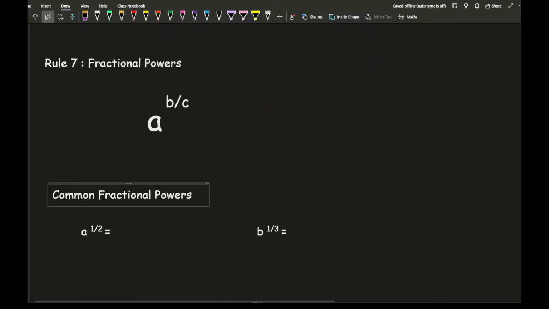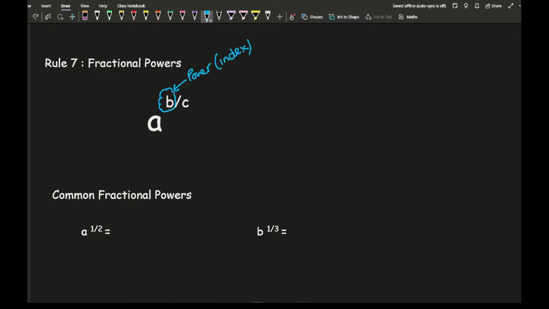Now when we start moving on to fractional powers, it's important you recognise what the fraction actually does. This can be done in two parts. The numerator in the fraction represents the power or the index, and the denominator, so the c, represents the root. Now obviously if you watch the video on powers and roots, we can have multiple roots. The most common ones are square roots, but you can also have cube roots, you can also have quad roots.